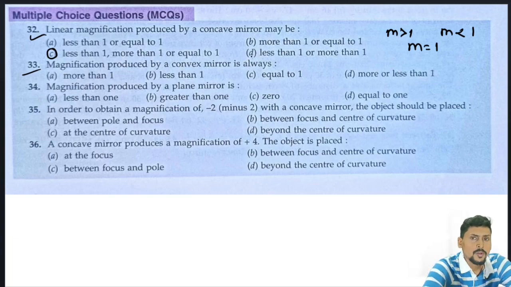Convex mirror always produces a diminished image, that's why the magnification will always be less than 1. Then option B is the correct one.